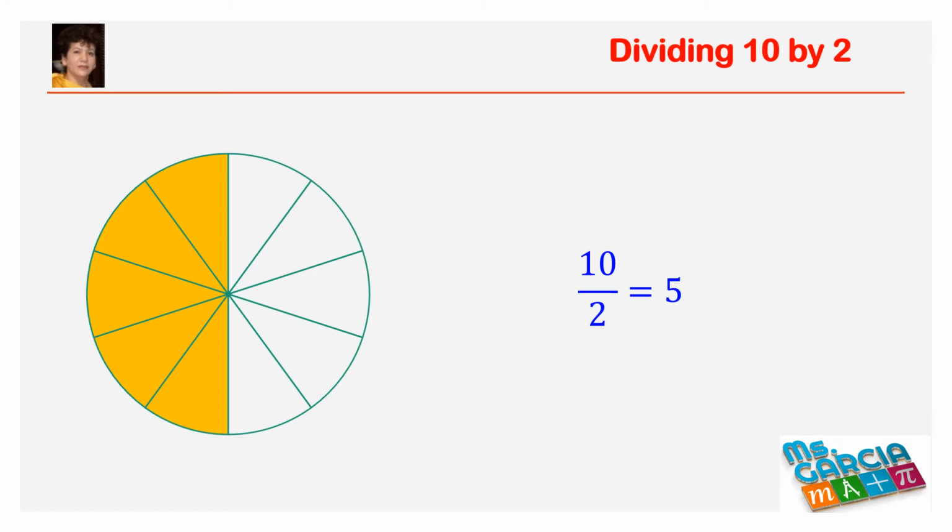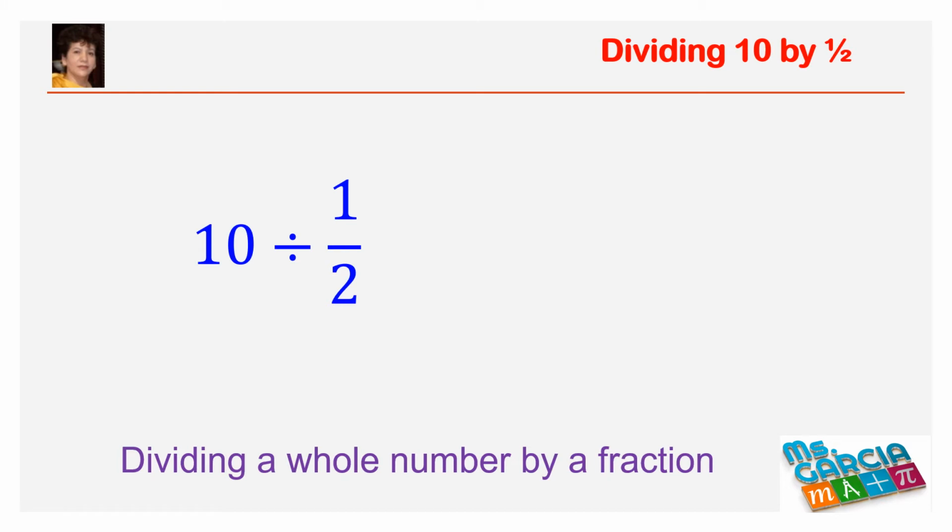Similarly, if I have a pizza divided into 10 equal slices, and I want to distribute it among 2 people, each person gets 5 slices. Dividing a whole number by a fraction.